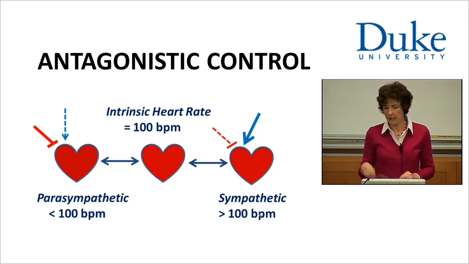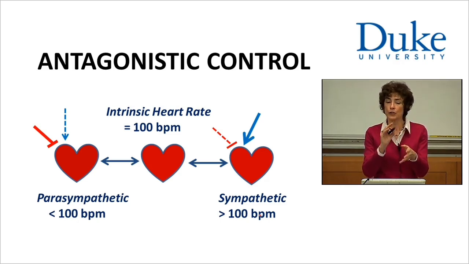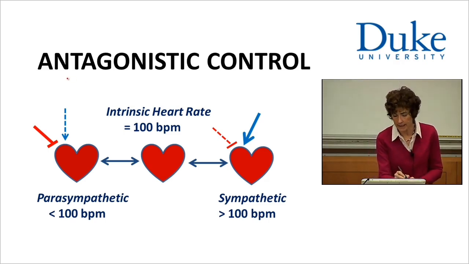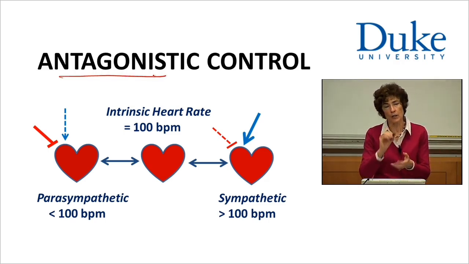Now, in the body, we also have antagonistic control, which is mediated by the nervous systems. And we have essentially two types of peripheral nervous systems to deal with. One is called the parasympathetic, and the other is the sympathetic. On the heart, we have input from both the parasympathetic and the sympathetic. And the two nervous systems are going to work in opposite directions, or in an antagonistic manner. They are not binding to the same receptors, but they are working in an opposite control.